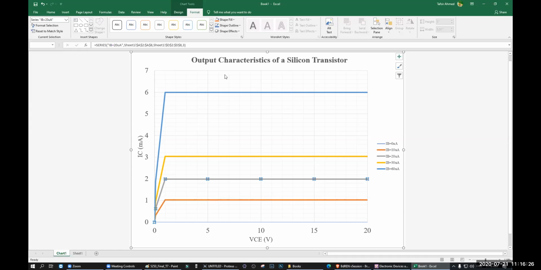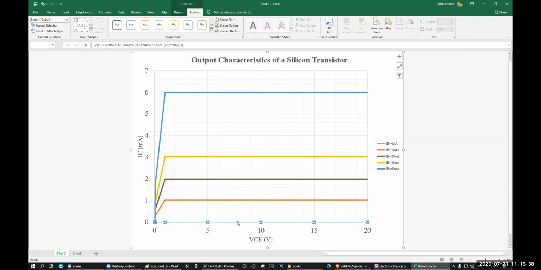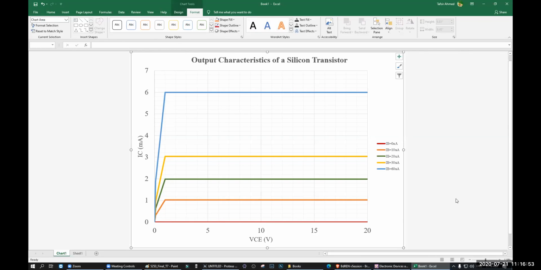You can even change the color. This color you can even change, not fill, outline. This one, the lower one, which should be this one, and let's say your color is this one. Okay, got my point? So this is how you draw a graph. Understood, my dear?